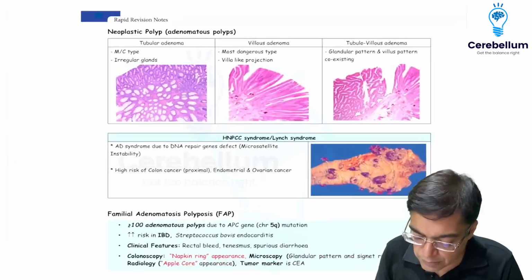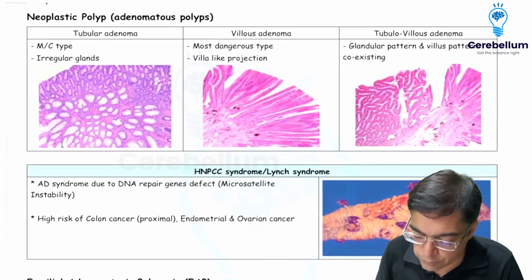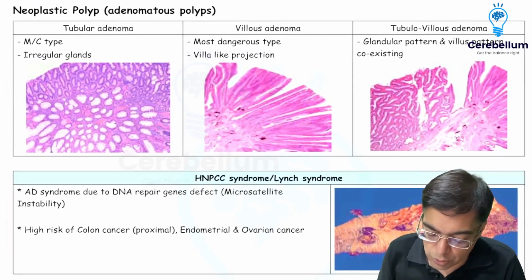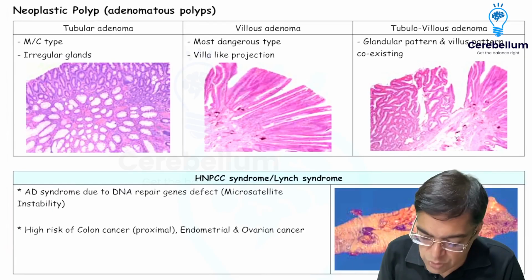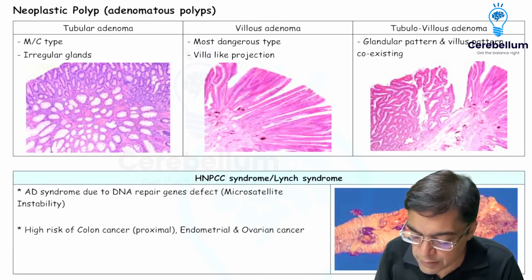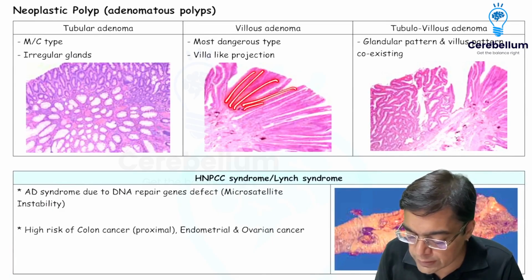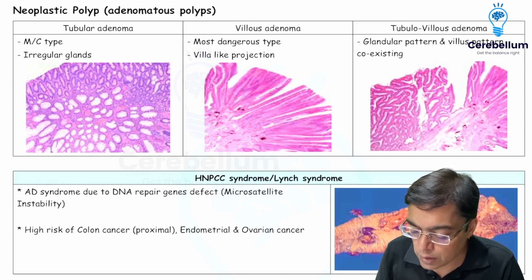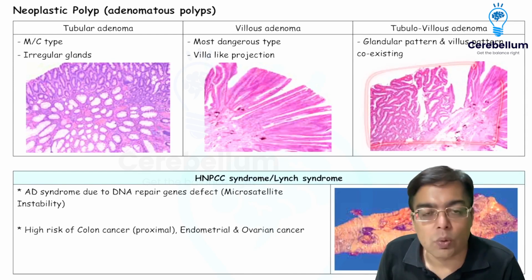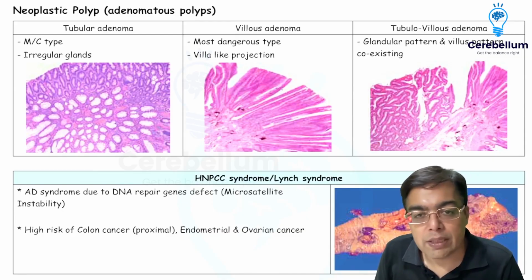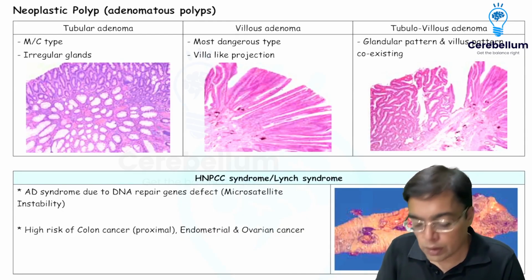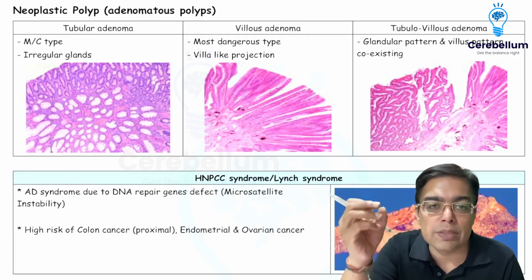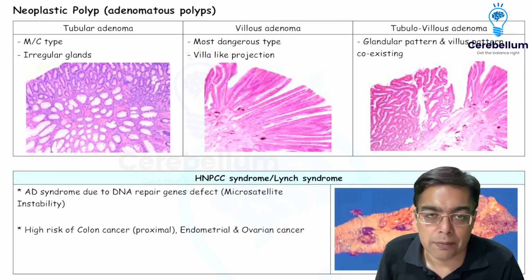Having said that, let's have a look at the neoplastic polyps with respect to their appearance. Tubular adenomas are going to have tubular glands, which are irregular glands, with high prevalence. Villous adenomas are going to have villous projections like this. They are very dangerous because of the high chance of dysplasia and progression to cancer. If both of them are coexisting together, that's called a tubulovillous pattern. Interestingly, patients who have a villous adenoma are the ones who are going to have a clinical presentation in the form of diarrhea, right?